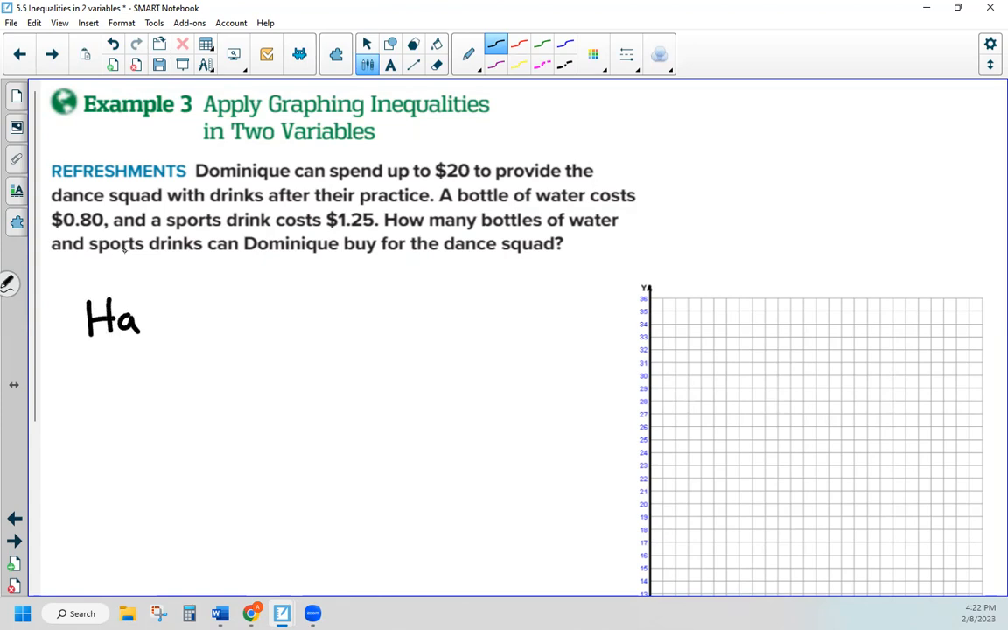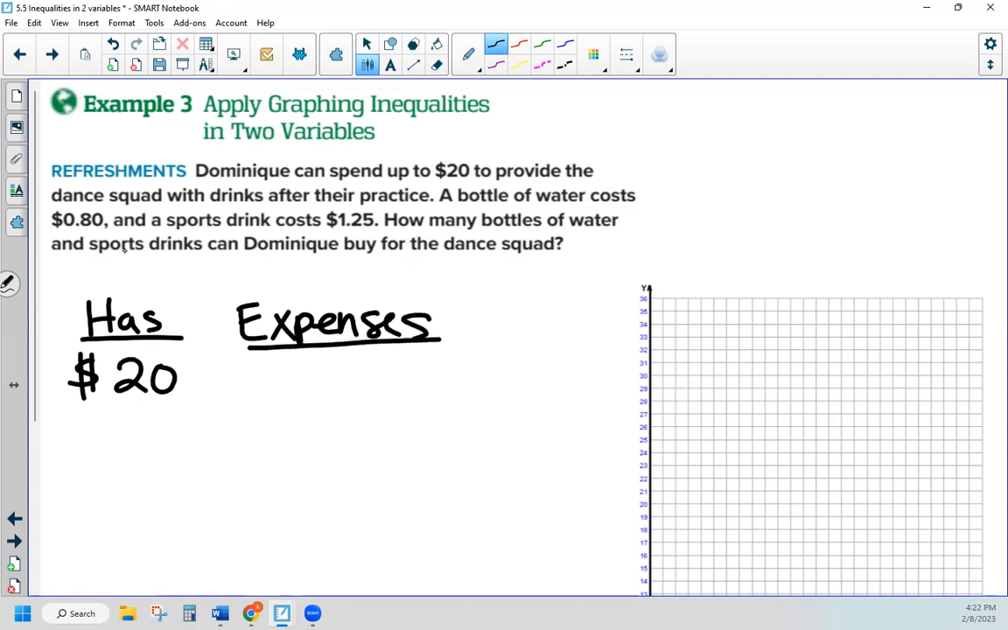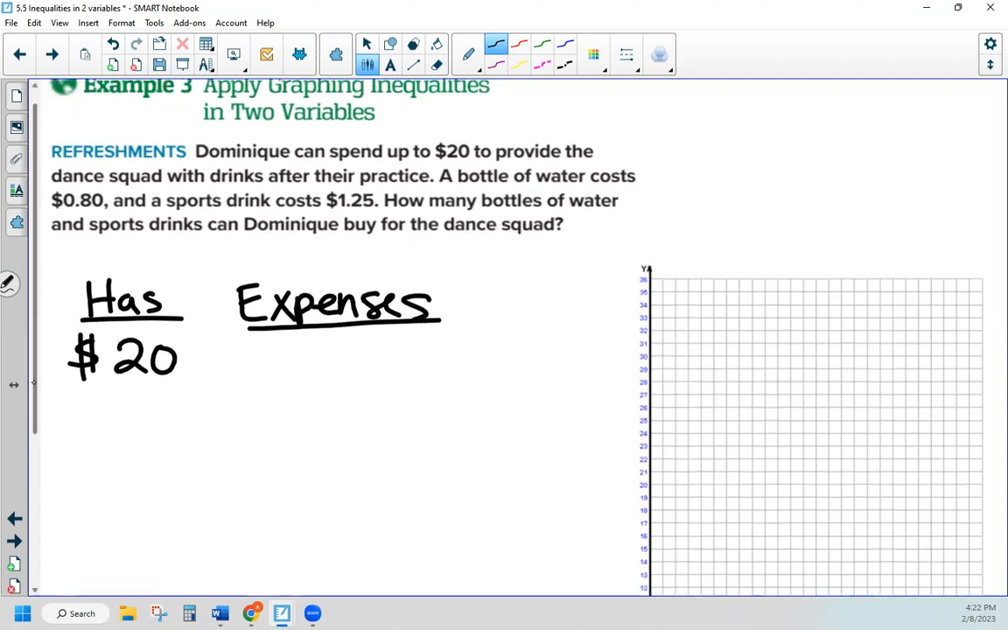How much money does he have? Dominic has $20 to spend. Next, how much are the expenses? The expenses are the 80 cents. He's going to be spending 80 cents for every single water. I don't know how many waters he's going to buy, so we do need to put variables here. So I'm going to go ahead and say that X is going to be waters, water bottles.